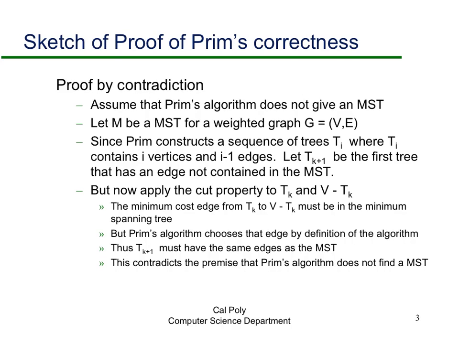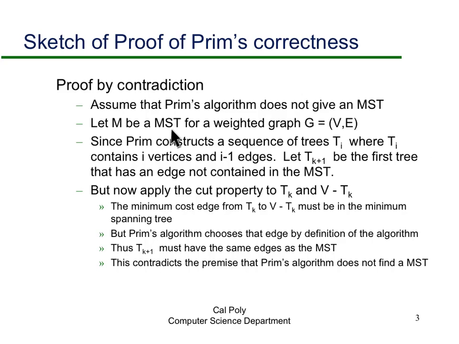So finally, we're ready to do a proof that Prim's algorithm is correct, namely that Prim's algorithm produces a minimum spanning tree. And again, we're going to do this by proof by contradiction. Assume that Prim's algorithm does not give a minimum spanning tree.